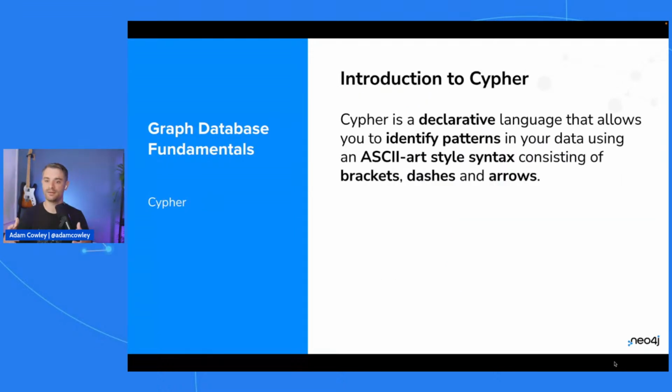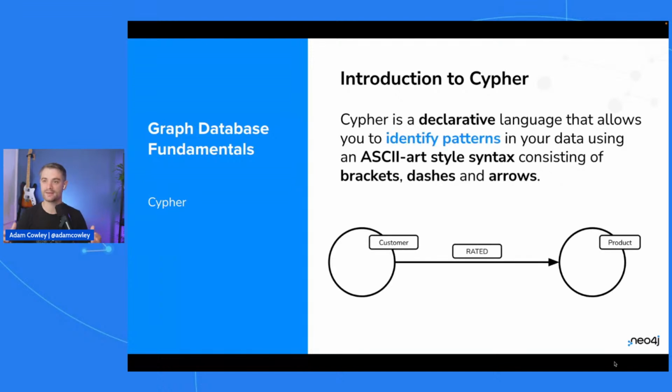The way that we query this is through, like I said earlier, this language called Cypher. Cypher is a declarative language that allows you to identify patterns in the data. In this case, when we talk about a pattern, we're talking about a person who has rated a product. And we use an ASCII art syntax to represent this pattern. Really what we're doing is using text, we're drawing out this pattern. Where we have these circles to represent nodes in our diagram, we can actually use rounded brackets to signify these.